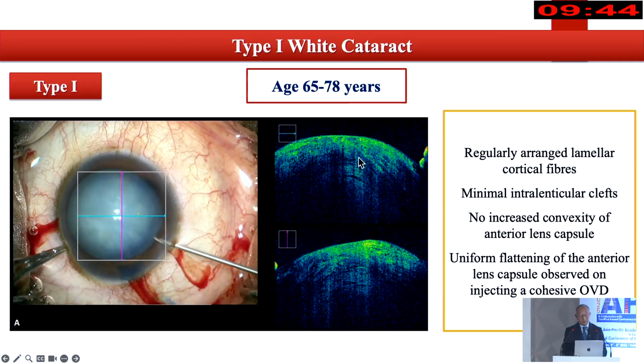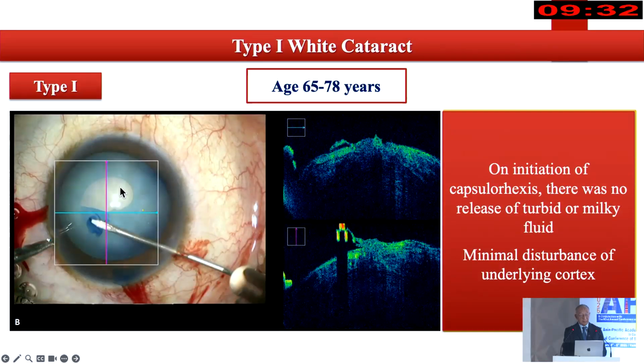Like this patient has very regularly arranged lamellar cortical fibers, no clefts in this, everything is very homogeneous. It seems that there may not be increased lenticular pressure. You can just see, once we initiate the capsulorhexis, nothing happens, no fluid release. So in this patient, you can rightly do a normal capsulorhexis. You don't have to intervene with any other procedure, like needle aspiration or other devices. This is a good case for a femtosecond laser application also.